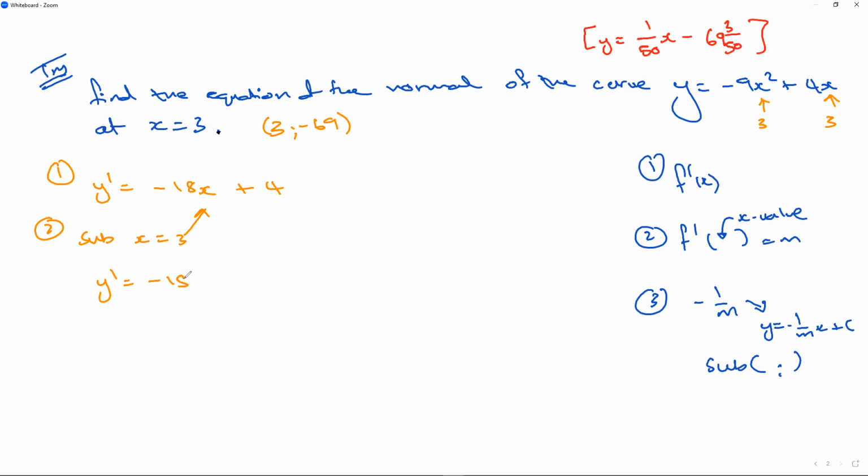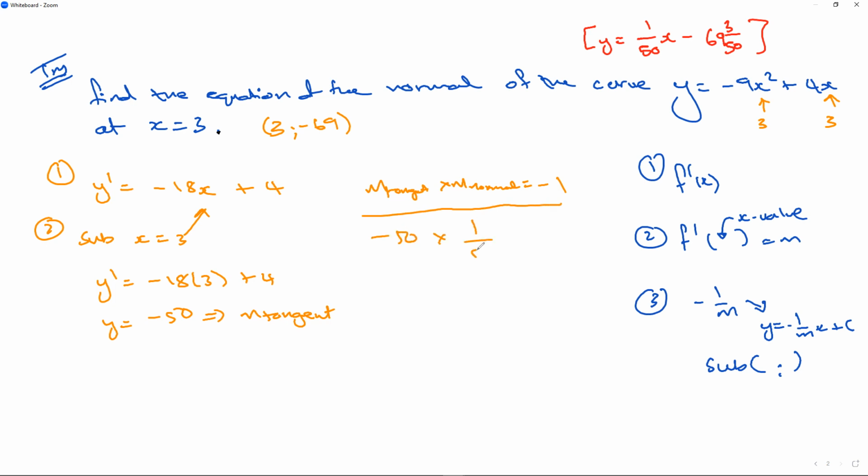That's going to get me negative 18 times 3 plus 4, which is negative 54 plus 4, yeah, negative 50. That's right. And therefore, that's going to be the gradient of the tangent. The gradient of the tangent times the gradient of the normal is equal to negative 1, basically. So that's actually a formula you can think about. Negative 50, so like you got there, 1 over 50 is correct.